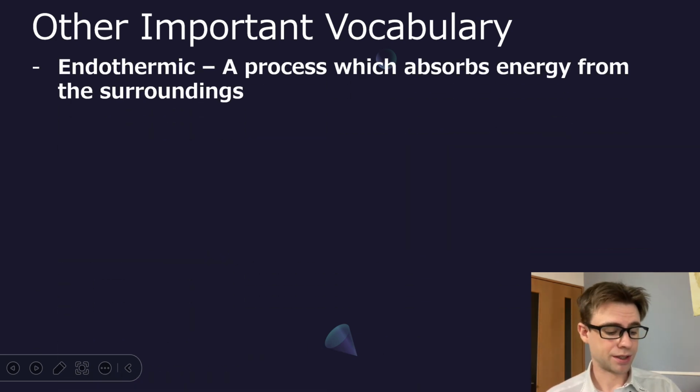Other important vocabulary. Endothermic. Hugely important vocabulary word. You can use it in almost any unit to describe various processes. This is a process which absorbs energy from the surroundings. So the surroundings must provide some kind of energy to a process that's endothermic for it to proceed forward.